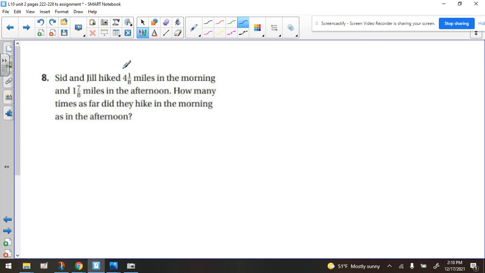Sid and Jill hiked 4 1/8 miles in the morning and 1 7/8 miles in the afternoon. How many times as far did they hike in the morning as they did in the afternoon?